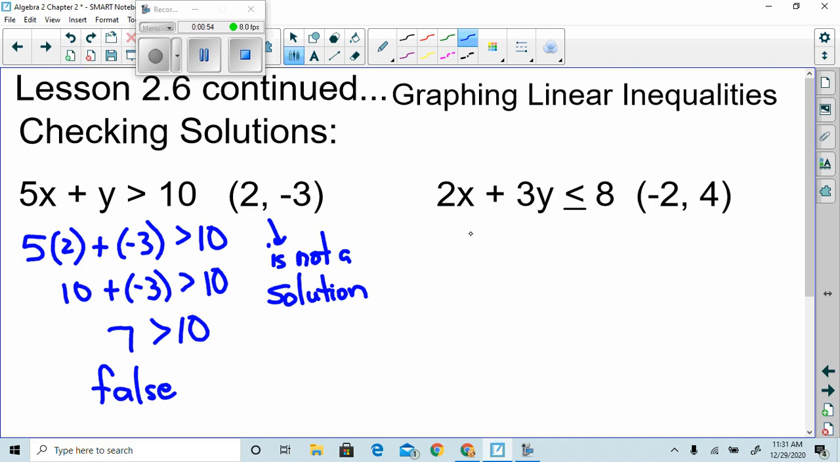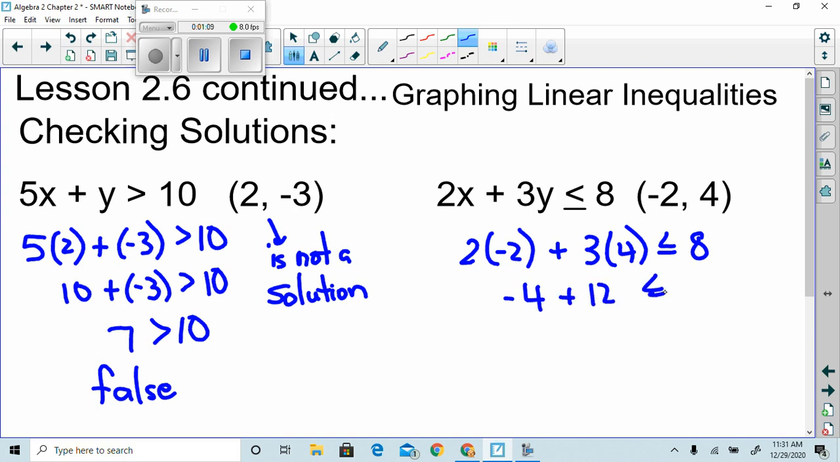We're going to replace x with -2 in our next problem and y with 4. And we're going to see if that results in something that's less than or equal to 8. I have -4 plus 12. And that gives me 8, and 8 is less than or equal to 8. With that equal to sign, that makes this a true statement. If that equal to sign was not there, it would not be true. So then this is a solution.